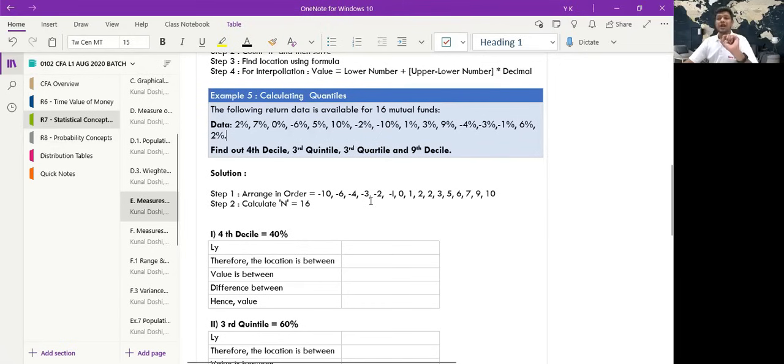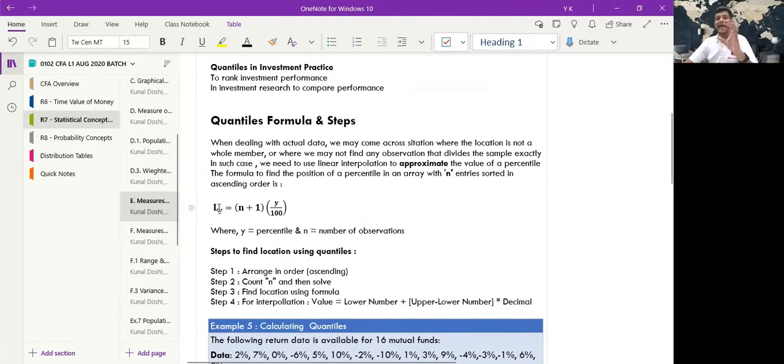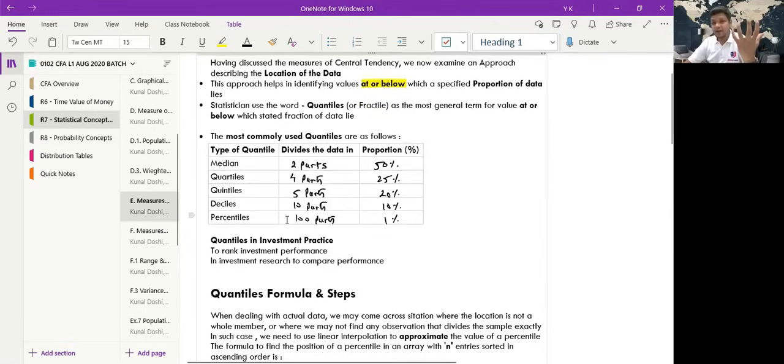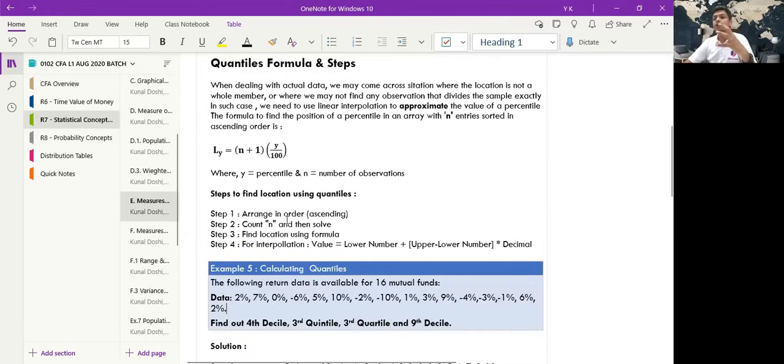In order to find location, we have a formula that is n+1 multiplied by the percentile. And why percentile only? Why not quartile or median or anything? Because percentile is the most flexible. You can convert percentile into any other quantile. When I say 25 percentile, it becomes one quartile. When I say 20 percentile, it becomes one quintile. So percentile is the most comfortable quantile, and therefore in the location formula we take percentile.